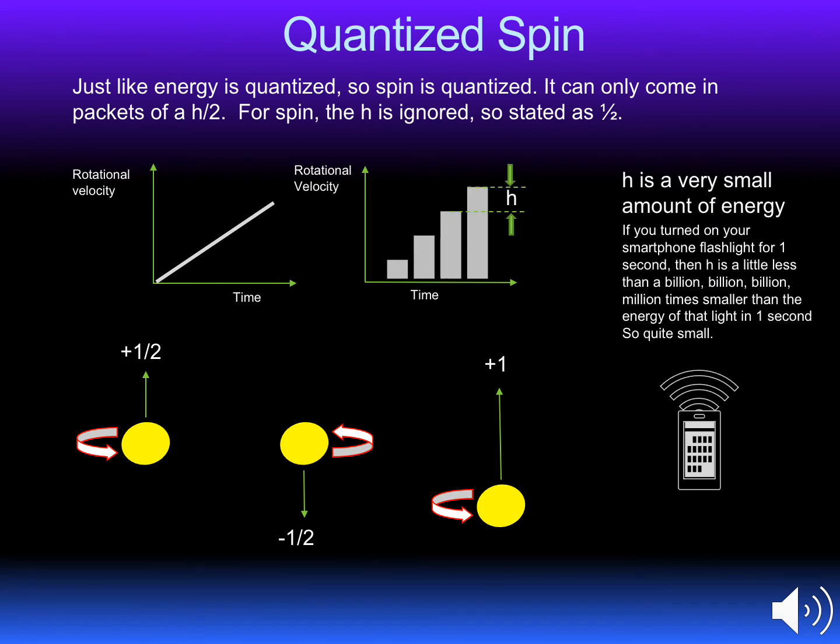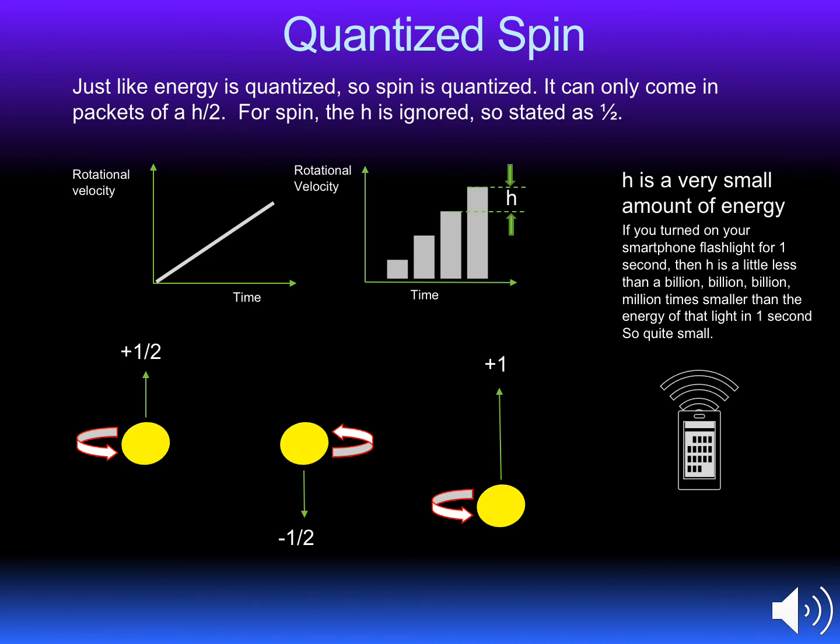Now let's go back and look at the graph on the top right, and we can see that each one of those jumps is h, the amount of Planck's constant. And how much is h? Well, h is a very small amount of energy. To give you an insight, if you turned on your smartphone flashlight for 1 second, then h is a little bit less than a billion million times smaller than the energy of that light in 1 second.